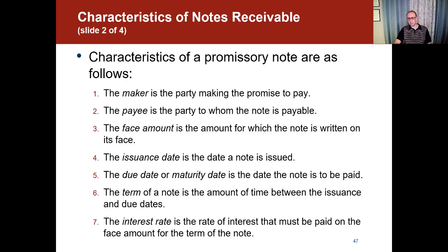Then we have the interest rate, which is the rate of interest that must be paid on the face amount over the term of the note. So let's say it has a face amount of $1,000. The interest rate is 10%. So 10% of the $1,000 is going to be paid as interest.